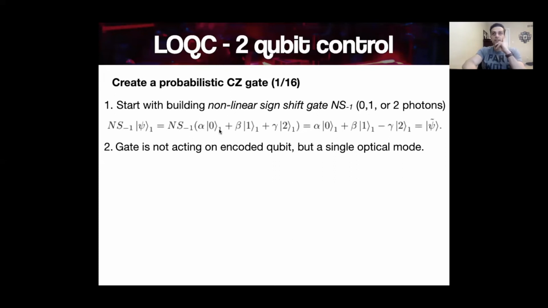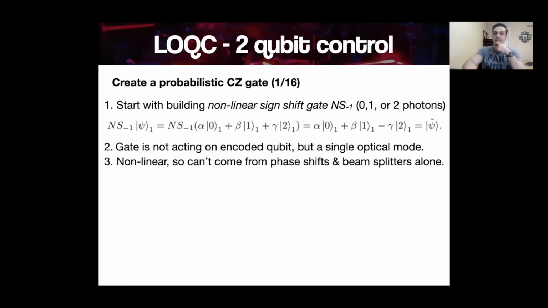To be clear here, I put little q's when we're talking about the encoded qubits. These are not encoded qubit states, so this is not the dual rail encoding. The ideal nonlinear sign shift gate acts on a single rail, and that rail has 0, 1, or 2 photons in it. So this 0 doesn't mean the logical 0 state, which is a two-rail state. This is a single rail.